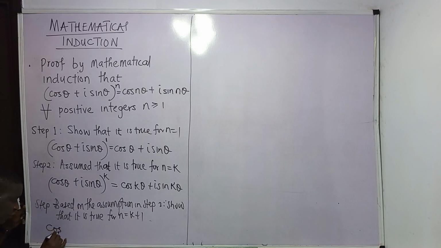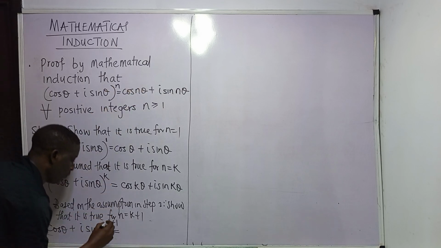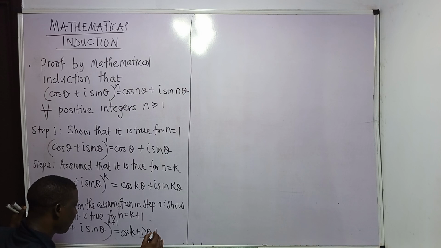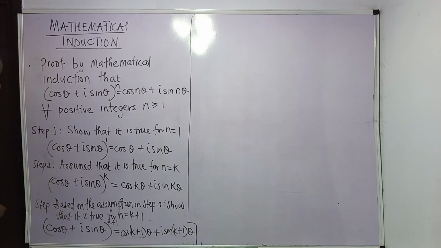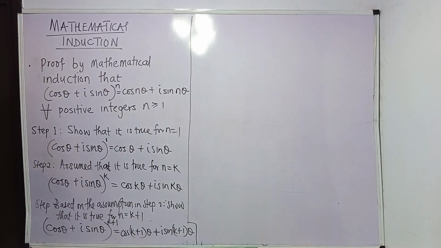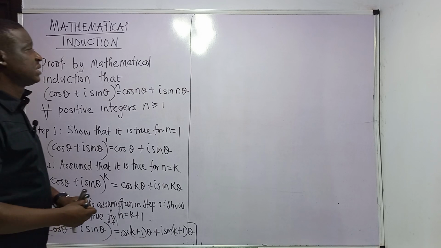Now, you are going to have (cos theta plus i sin theta) all raised to k plus 1 equal to, that means anywhere you see n, k plus 1, cos (k plus 1) theta plus i sin (k plus 1) theta. Now this is what we want to prove. We want to prove whether this one is equal to this. That's what we want to show now. Now how do we start?